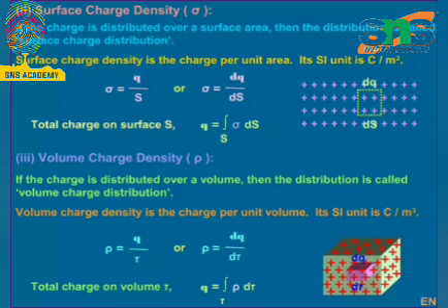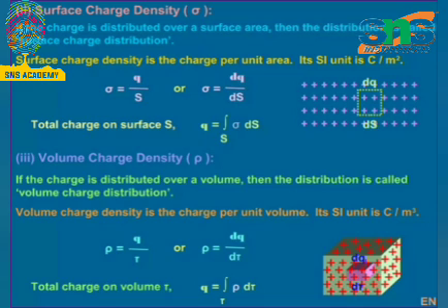Linear charge density is the charge per unit length and the SI unit is C per meter. So lambda is equal to Q by L, or lambda is equal to dQ by dL. So the total charge on line L is given by Q is equal to integral of lambda dL.